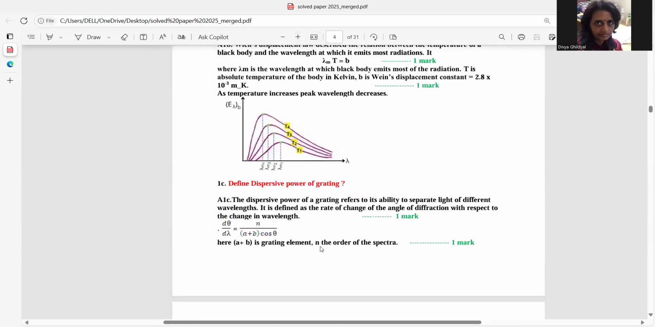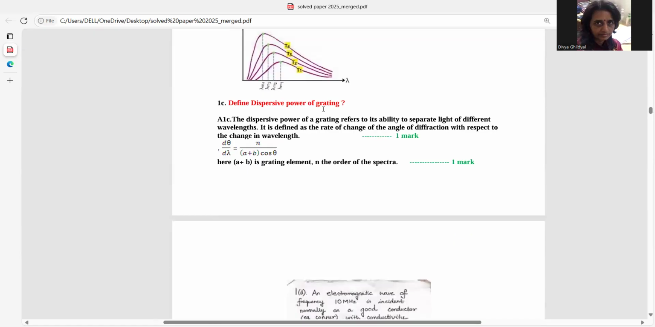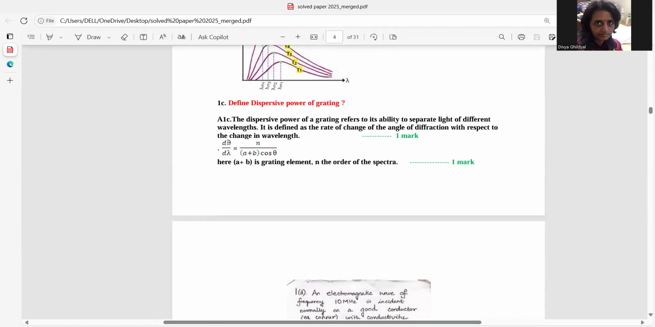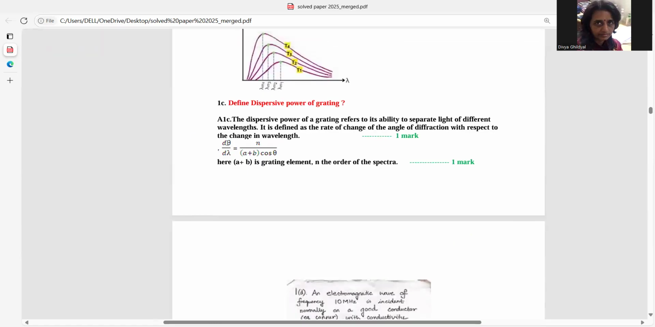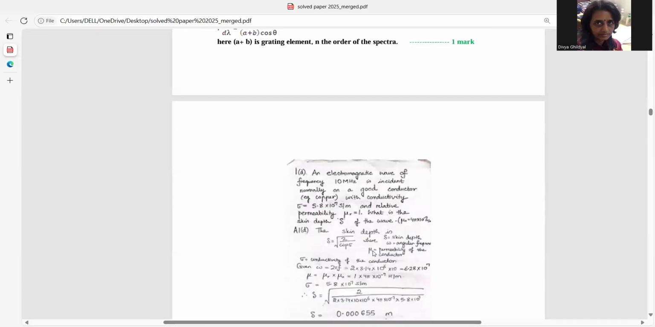Next, define dispersive power of a grating. If you write the definition, dispersive power is the ability to separate light of different wavelengths. Along with this, if you write the formula and explain what each symbol means, that is a plus b is the grating element, n is the order of the spectra, and d theta by d lambda is the dispersive power, you will fetch your full 2 marks.